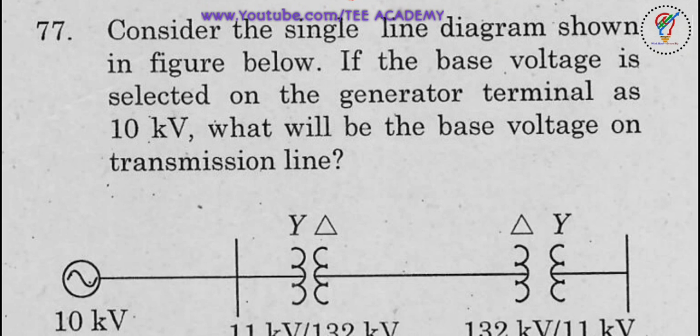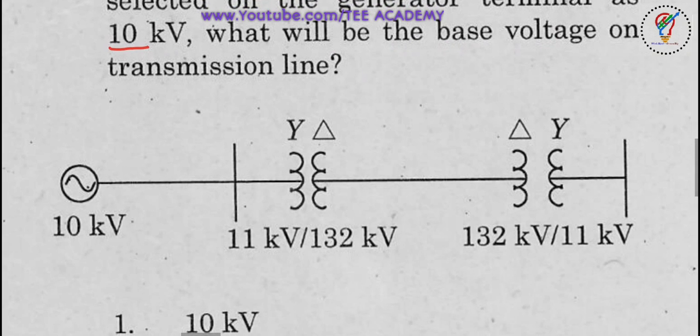Here, consider the single line diagram shown in the figure below. If the base voltage is selected on the generator terminal as 10 kV, so they have given a generator voltage as 10 kV, what will be the base voltage on the transmission line?